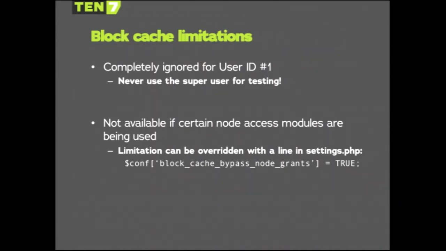Additionally, block caching just isn't available at all. It's not an option in the interface if you are using certain node access modules. Anything that happens to use the table in the database called node access will prevent block caching from being available to you, which is unfortunate. This is something that just recently in Drupal core they allowed you to turn off as a feature, so that you can drop this line in settings.php and make sure that even if you are using node access modules, you're still able to use the block cache. And whether or not that's appropriate depends on how you're using the node access modules. So that's really a per case basis.